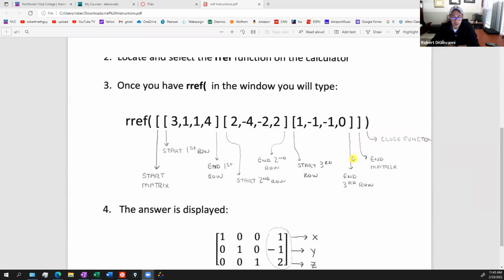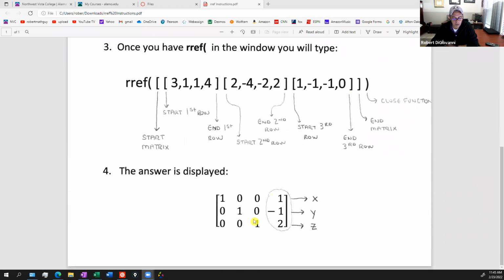After you've inputted that, you hit enter, and it should spit out this right here. It should be 1 0 0 then a number, 0 1 0 then a number, 0 0 1 then a number. These three numbers are the solutions, X, Y, and Z. Quick poll. Let me know yes when you have typed it in and you got those answers.